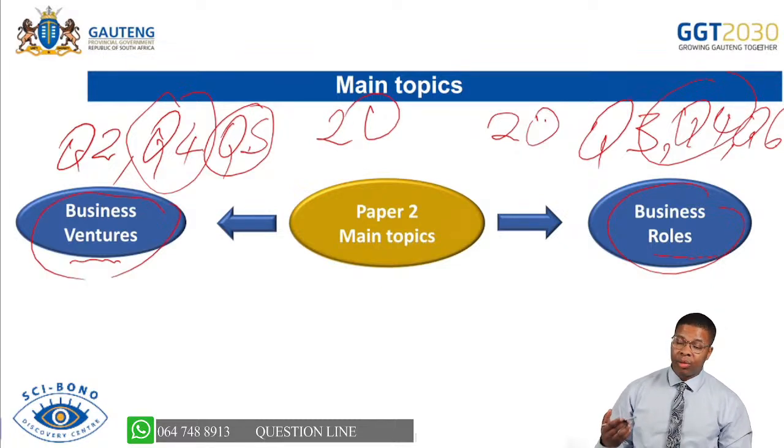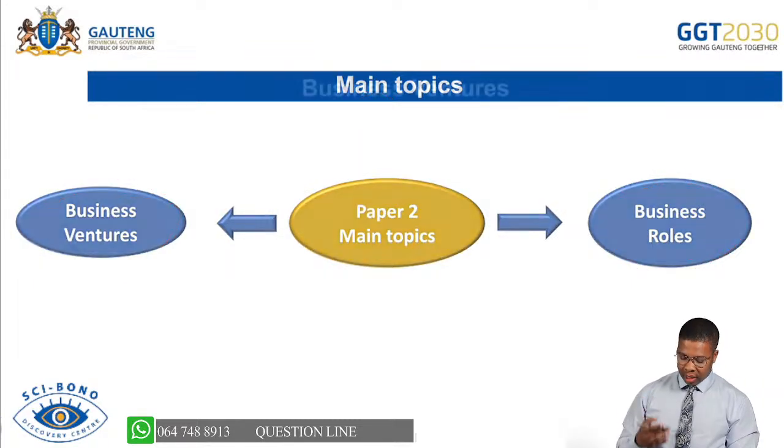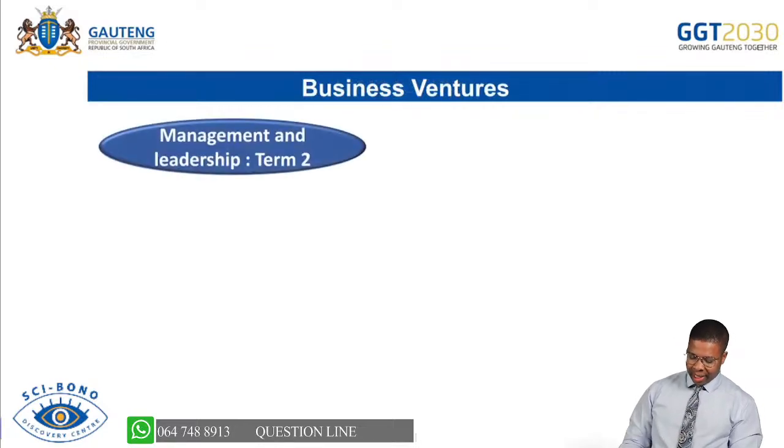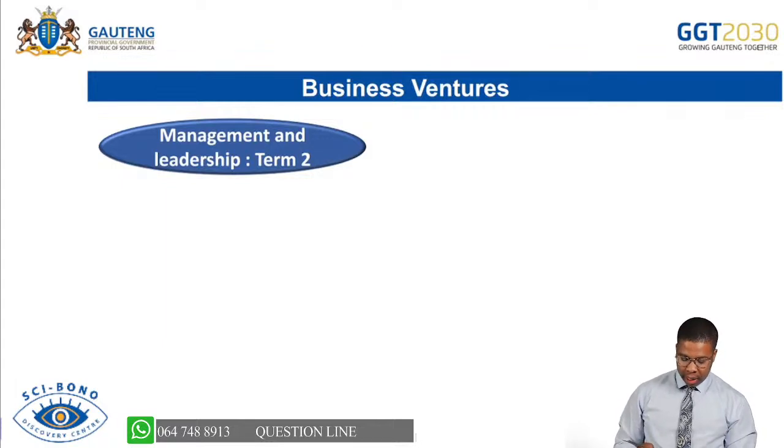So it is important for you to know all the subtopics so that you get your quality pass. So that is very, very critical. Now let us move to the subtopics under business ventures. What you get there is management and leadership. Here we look into the differences between leadership and management, and we also look into the leadership styles.